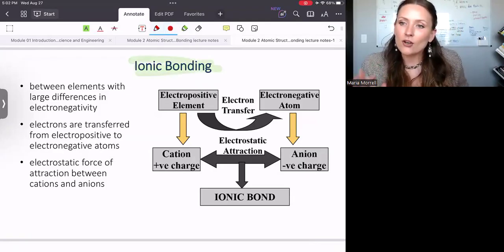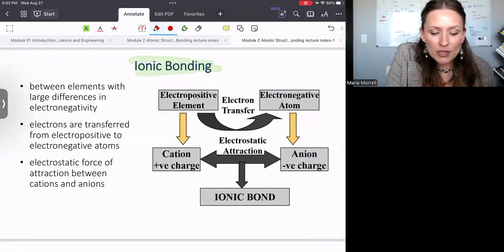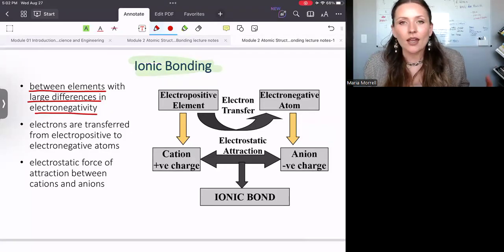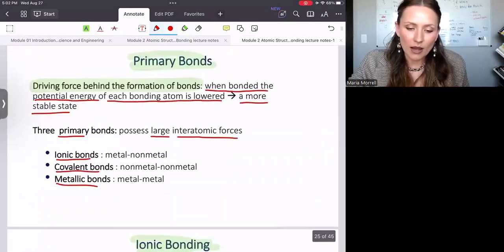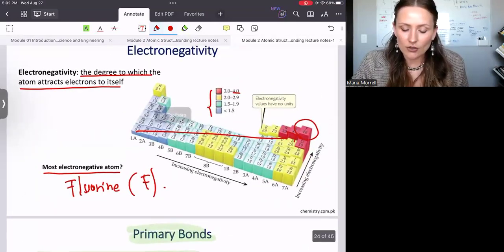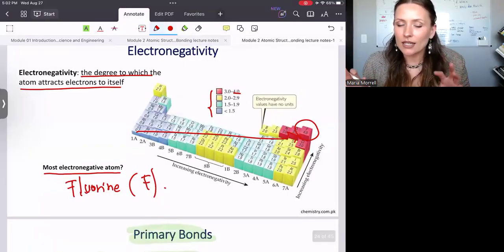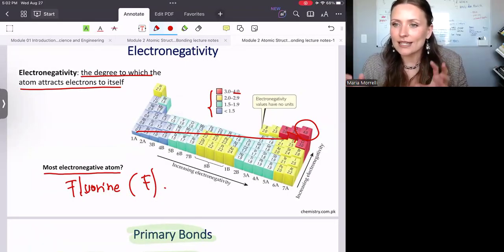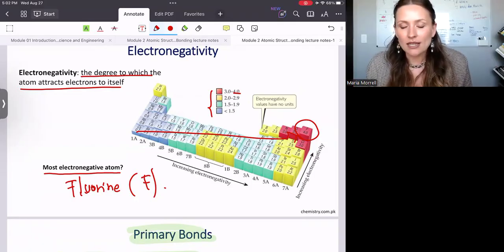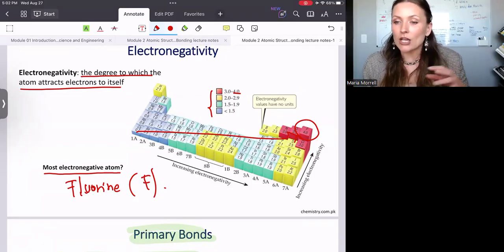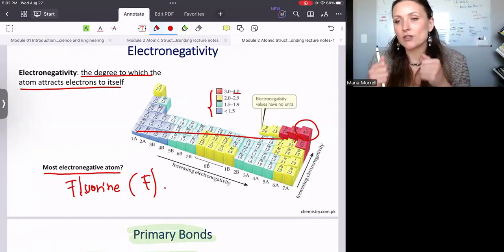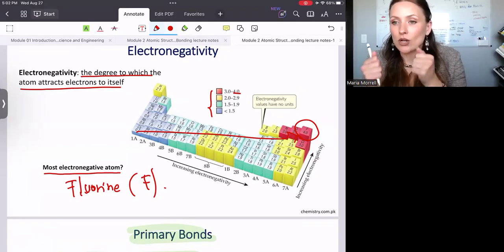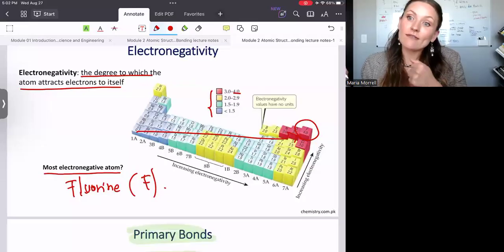So, the ionic bonding exists between elements with large differences in electronegativity. And if you do not recall what electronegativity is, I'll bring back this page right in here. And I will remind you, electronegativity is the degree to which an atom attracts electrons to itself. So that means that for the ionic bond to occur, you want to bond two elements in which one is very generous and is willing to donate or give away electrons, and another one is very, very greedy.